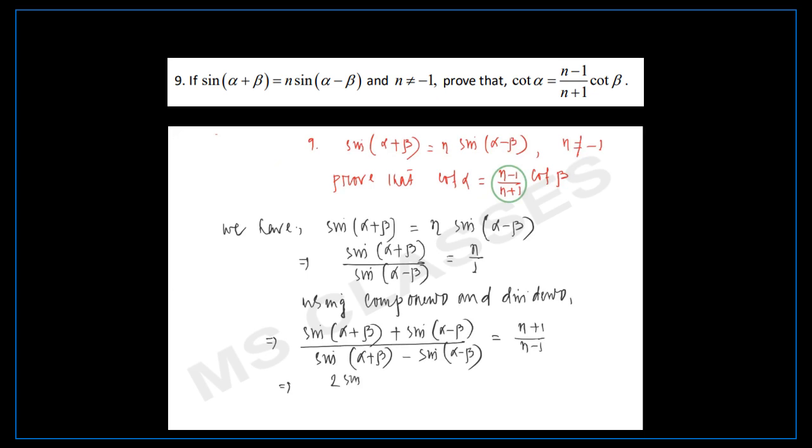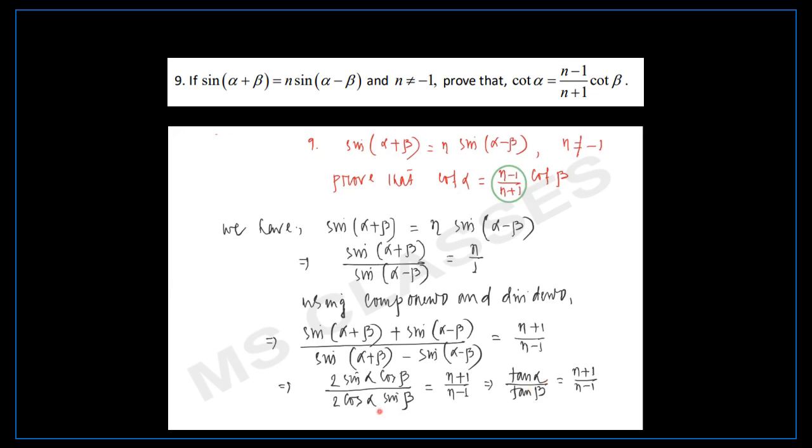Two sine alpha cos beta by sine beta, this is equal to what? N plus 1 by n minus 1. Now this gives us what? Tan alpha, because sine alpha by cos alpha is tan alpha, divided by sine beta by cos beta will give us what? Tan beta, equal to n plus 1 by n minus 1. This, if we wanted to bring in terms of tan, but we need in terms of cot, so no problem. You take the tan on this side, or you can do one thing.